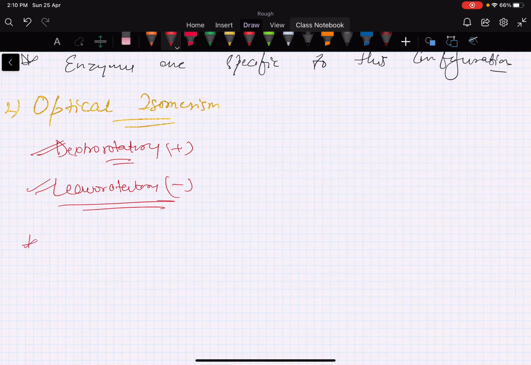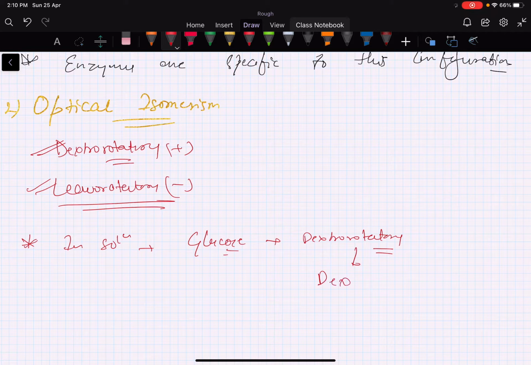Since in solution glucose is dextrorotatory, it is often called dextrose, whereas fructose is levorotatory.